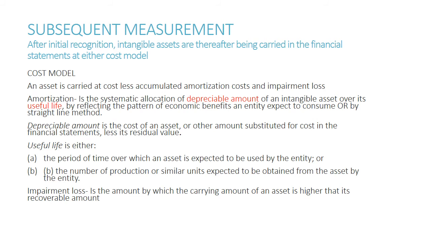The useful life of an asset refers to the period of time for which the asset is expected to be used, or the number of production or similar units expected to be obtained from the use of the asset. An impairment loss is the amount by which the carrying amount of an asset is higher than its recoverable amount. So in the cost model, the asset is carried at cost less accumulated amortization and accumulated impairment loss.